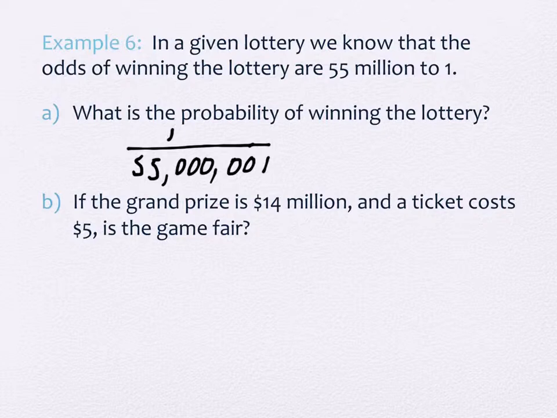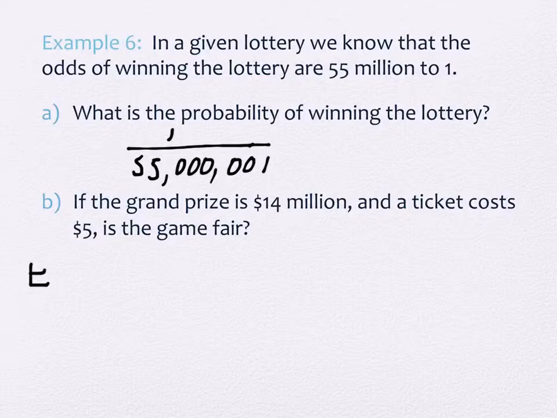Okay, so we have to be careful here. Same thing. It's 55,000,001 on the bottom. Okay, you guys good? If the grand prize is 14 million and a ticket costs $5, is the game fair? So what did it mean for it to be fair? We had that defined before. Expected value is 0. So if we want to know if a game is fair, we have to calculate the expected value. So that's what we're going to do.